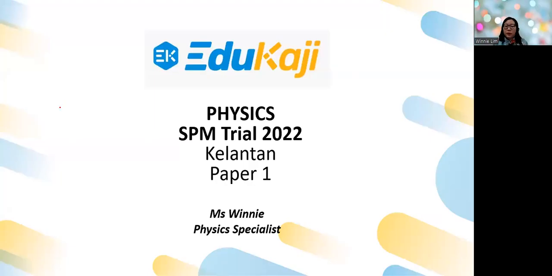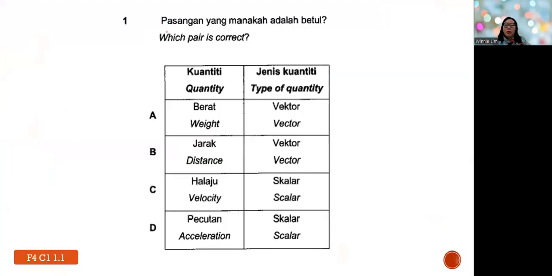Today we'll discuss Physics SPM Trial 2022 Kelantan Paper 1. So first question, which pair is correct? Here they show some physical quantities, and they want you to classify the quantity into vector or scalar. So first thing you need to know is what is a vector quantity, what is a scalar quantity.